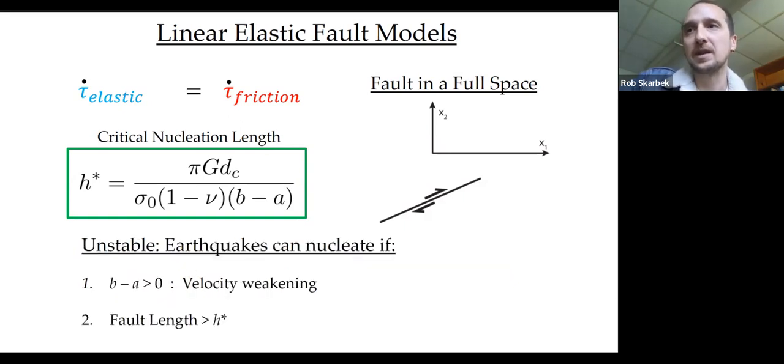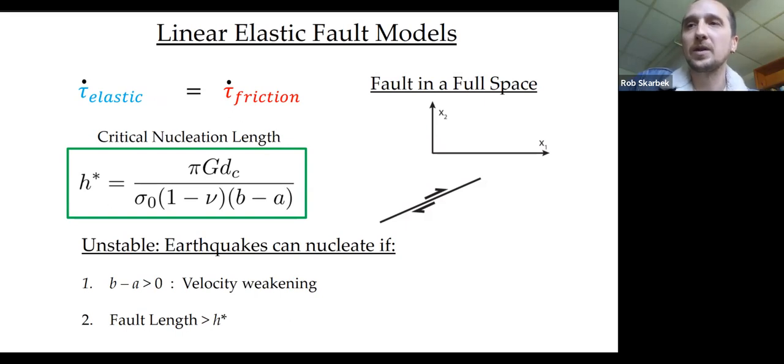So there's a couple things that are important about this equation. First, the value of B minus A has to be positive. Otherwise, the nucleation length is negative or undefined, and so it doesn't exist. So that implies only velocity weakening faults can nucleate a slip event. And then the second thing is that the total length of the fault needs to be at least as big as this value H star. Otherwise, it's impossible for the slipping patch to become large enough to become unstable.